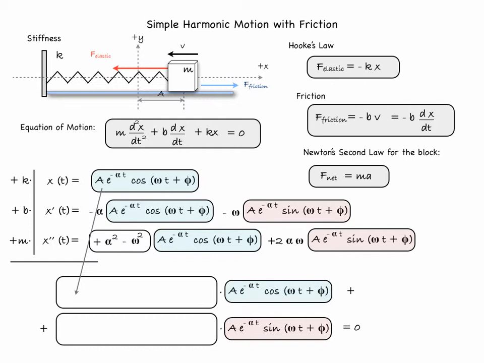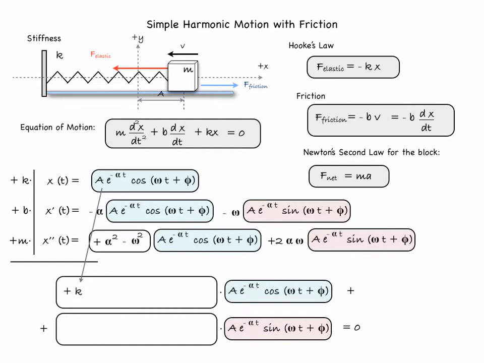The first will consist of all terms that multiply the expression that is highlighted in blue, A e to the power of minus alpha t cosine of omega t plus phi. The other group will consist of all terms that multiply the expression highlighted in red, A e to the power of minus alpha t sine of omega t plus phi.